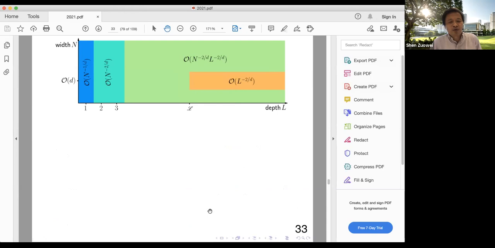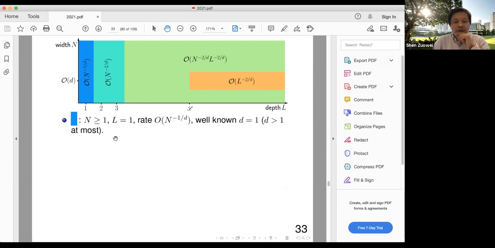For example, when N is bigger than one and L equals one, that means you have a one hidden layer fully connected network. That's what classical learning people normally do. The rate is one over D. It's well known, but if you check the literature, they only prove it for D equal to one. For D bigger than one, nobody proved it. I don't know the proof either, but I know that for D bigger than one, you cannot beat this rate with one layer. Everybody says it's true, but nobody gave a proof.